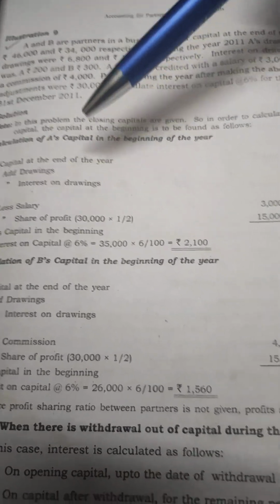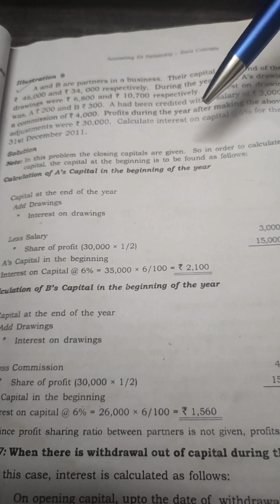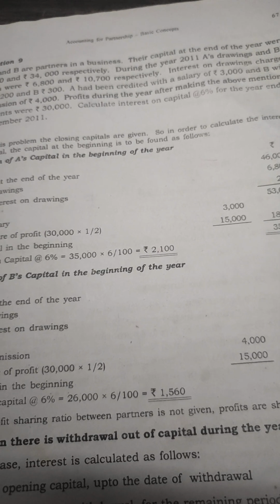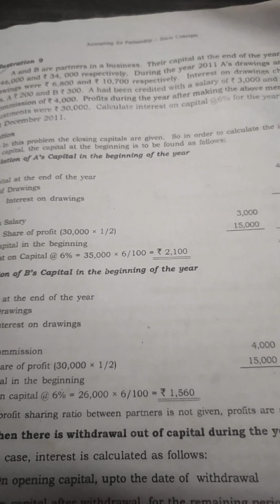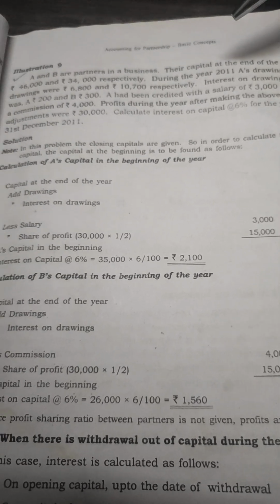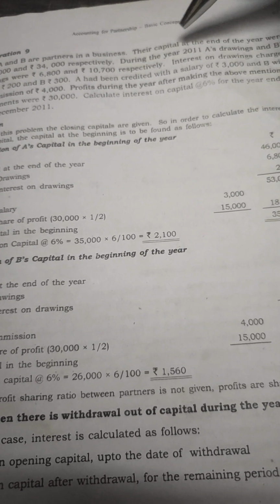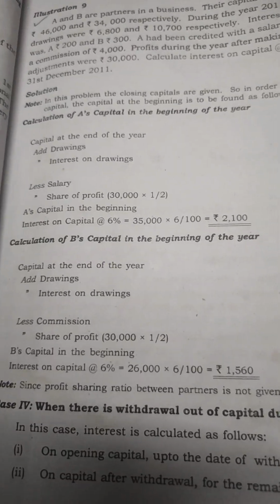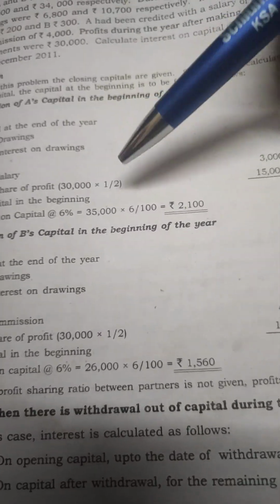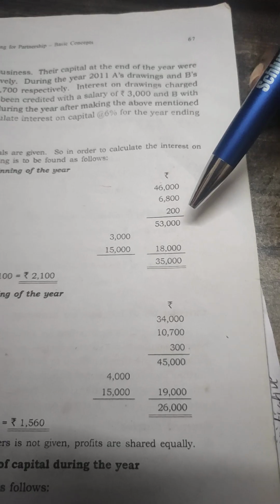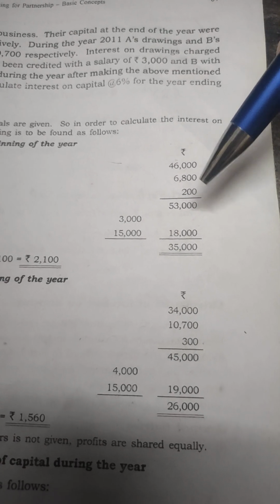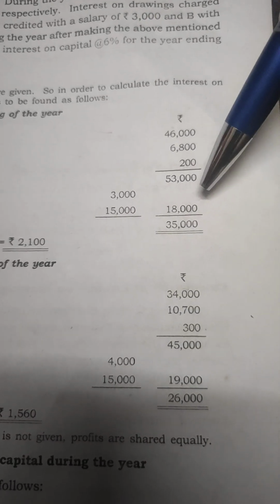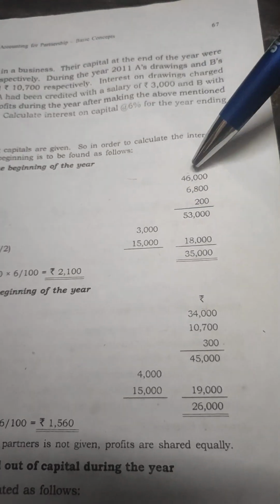Then we have to add the drawings and interest on drawings. The items to be added to the closing capital are drawings, interest on drawings, and share of loss. Here drawings and interest on drawings are given. Since the partners have made a profit, there will be no share of loss, so we only add the drawings and interest on drawings. Drawings for A is 6,800 and 200 is given in the question. By adding these three items, we get 53,000. Then we write it in this column.